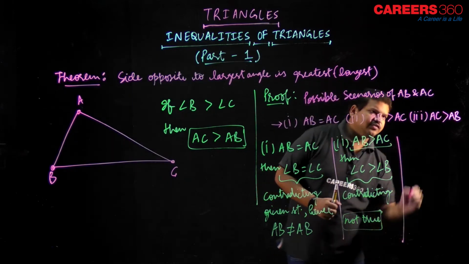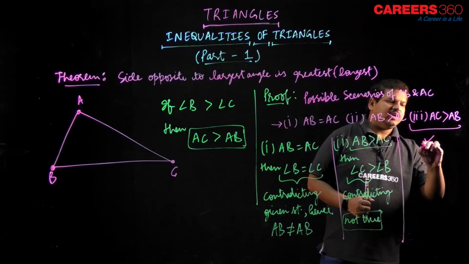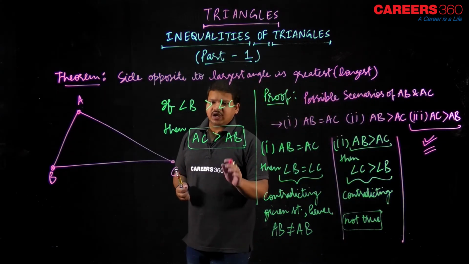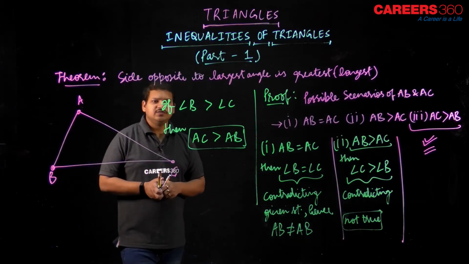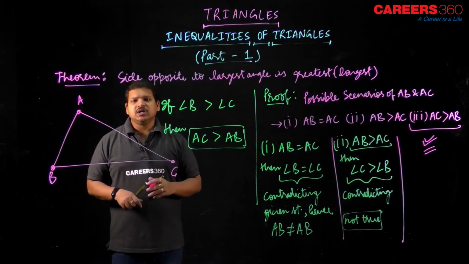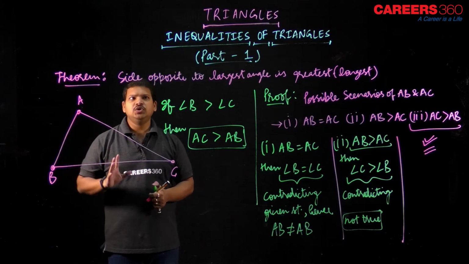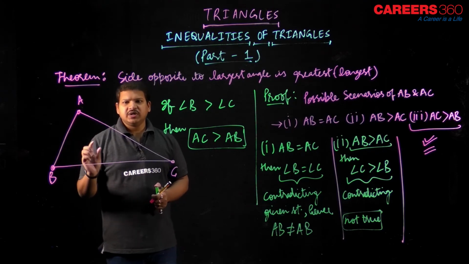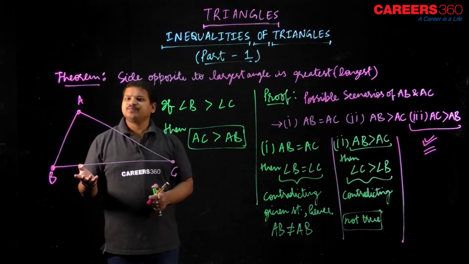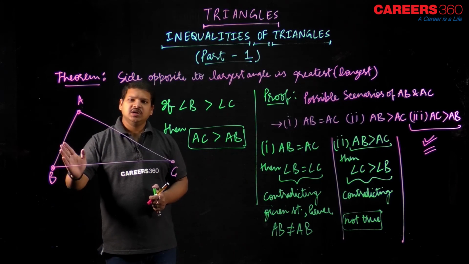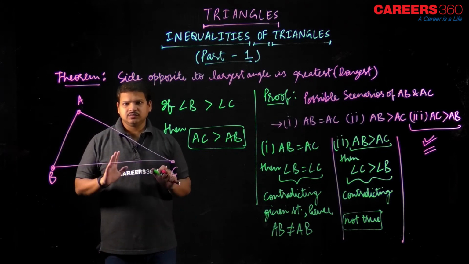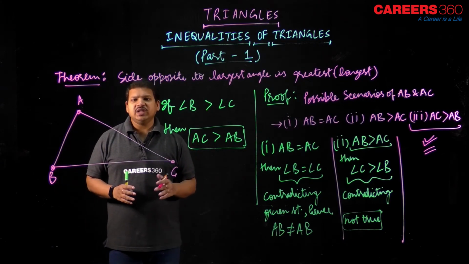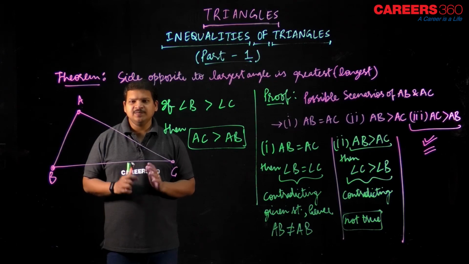So we are left with only the third inequality, in which AC is greater than AB, and that is what I had to prove in the first step itself. That is how I have proved two theorems here: the angle opposite to the greater side will be the greatest, and if the angle is greater, then the side will be longest. Both are important inequalities, and that is how we have concluded part 1 of this session. Thank you so much.